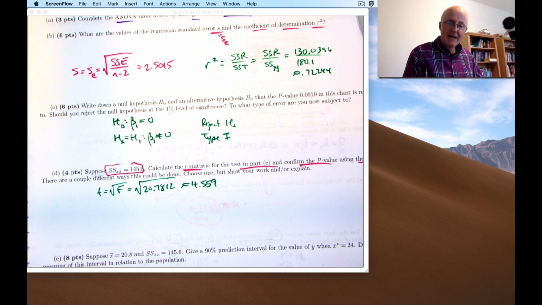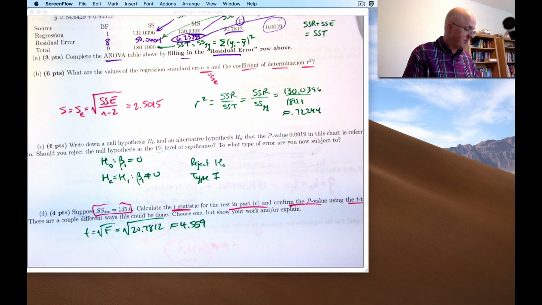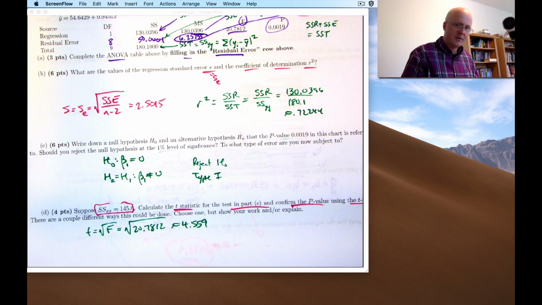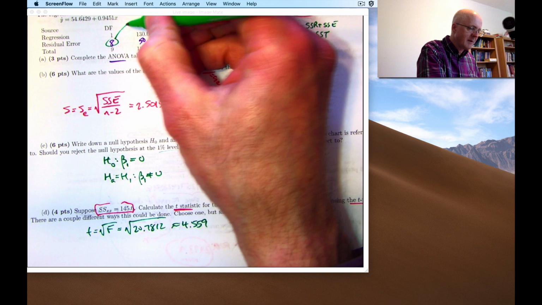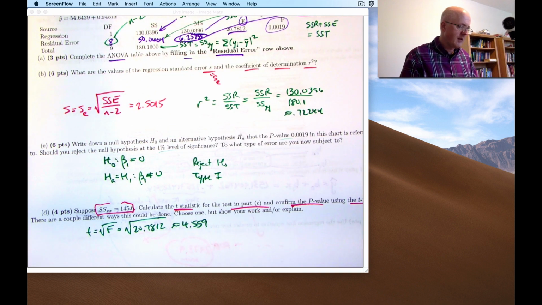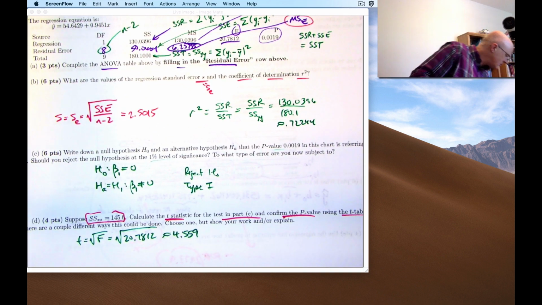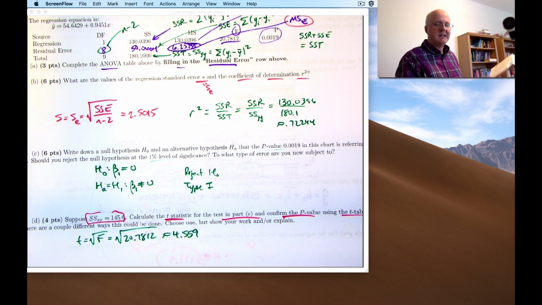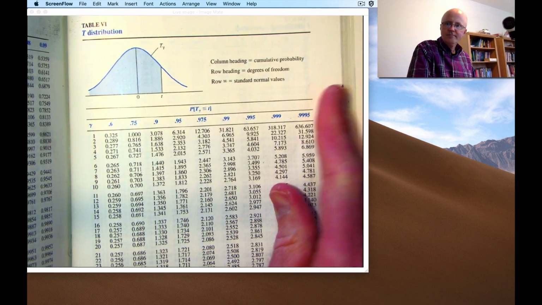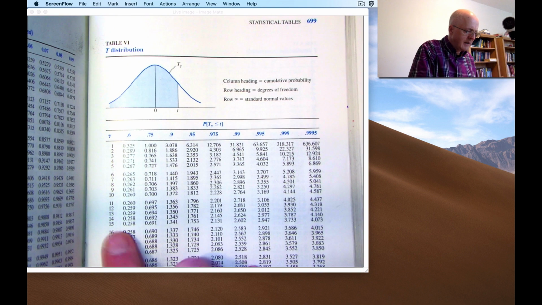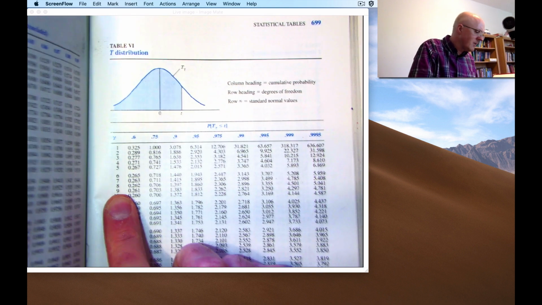That's the t-statistic, and therefore the p-value is going to be pretty small, it would seem. The degrees of freedom we would use would be 8. This is n-2 here. So if I was using a table, I'd look at the 8 degrees of freedom line.